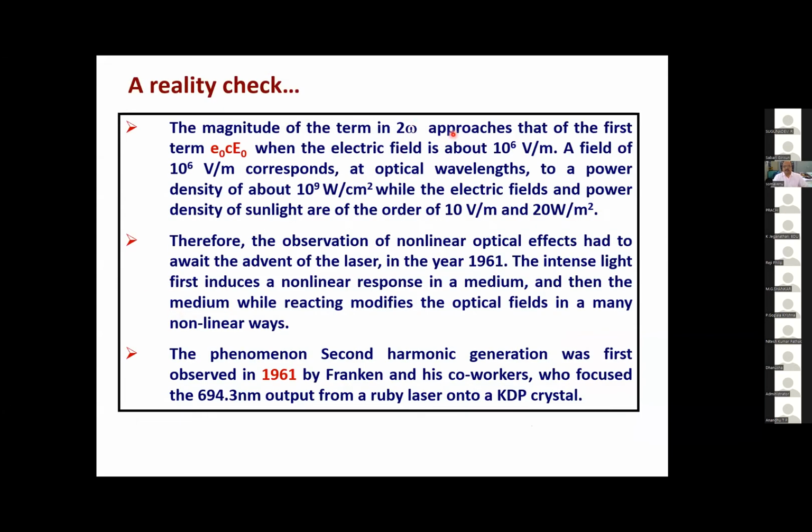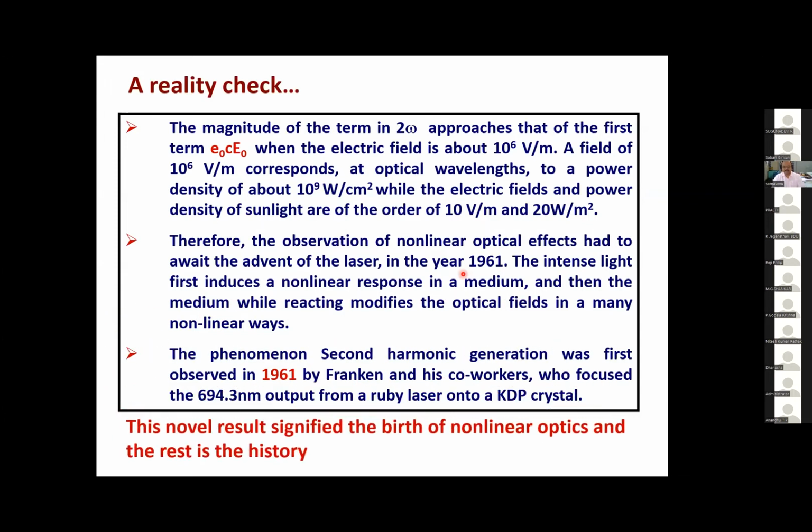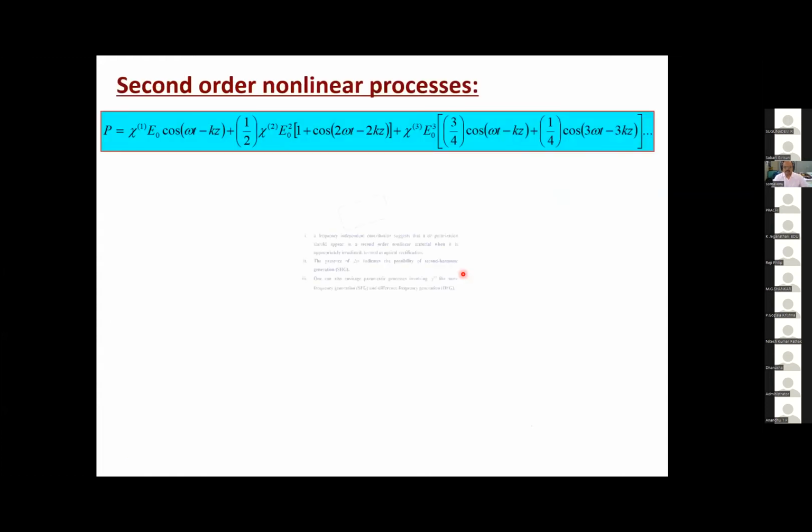The magnitude of the term in 2 omega approaches the first term when the electric field is about 10 power 6 volt per meter. If you convert this electric field in terms of light intensity, it will be about 10 power 9 watt per centimeter square, which we can achieve using a simple Nd:YAG laser focused by a small lens. While the electric fields and power density of sunlight are very, very small to induce any nonlinearity. As I said, in 1961 the first second harmonic generation was observed by Franken in KDP. That signified the birth of nonlinear optics, and the rest is history.